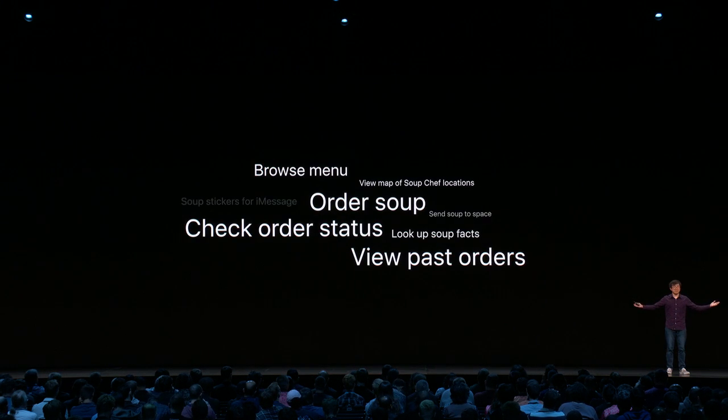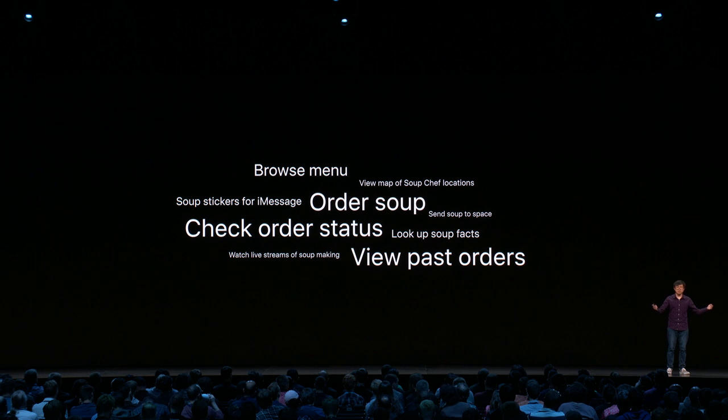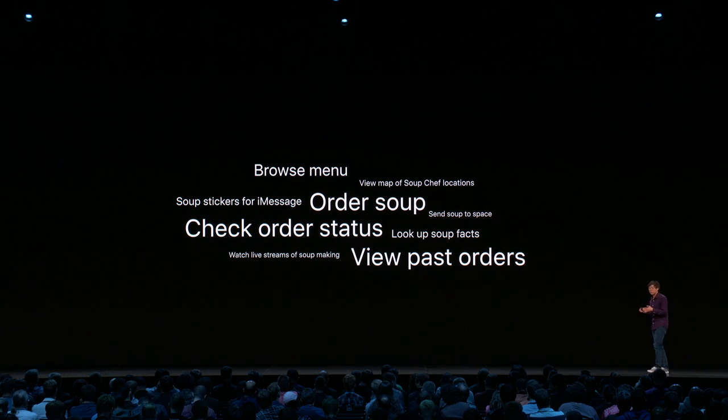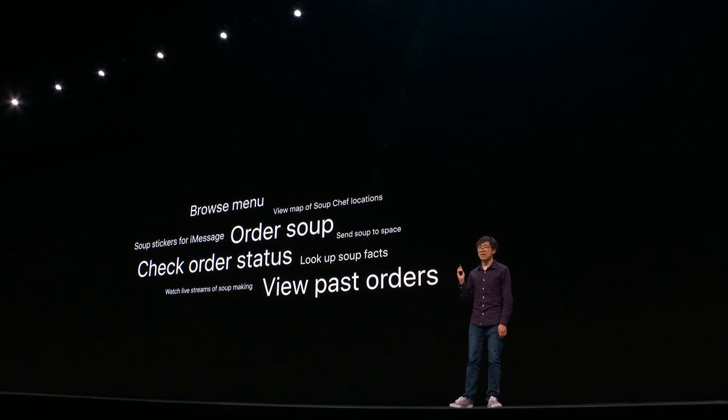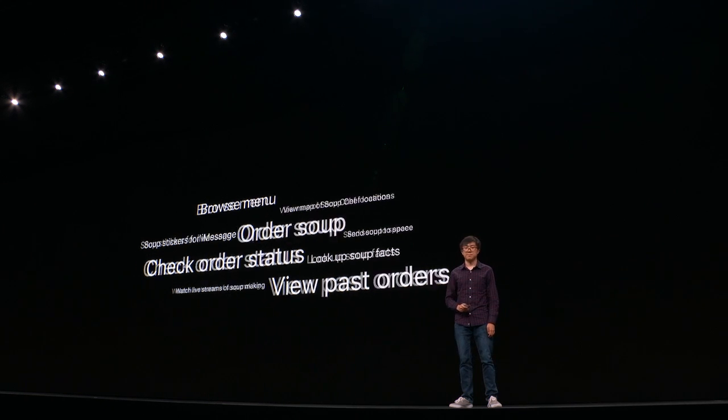List out all the things that your app can do. When doing so, start thinking about things that a user might want to repeat with their voice. So with Soup Chef, you can do things like browse a menu of soups, order a soup, check your order status, or view past orders. Let's take a look at some of these features one by one.